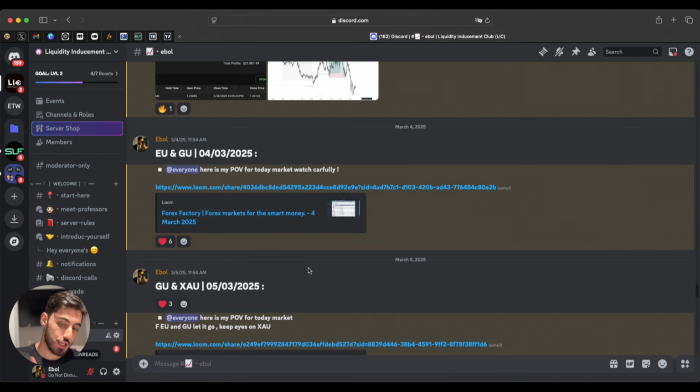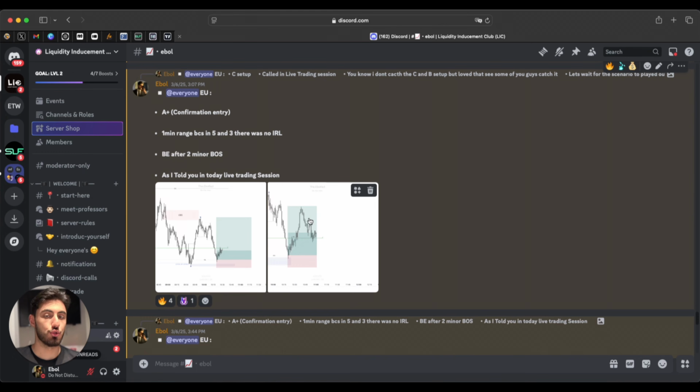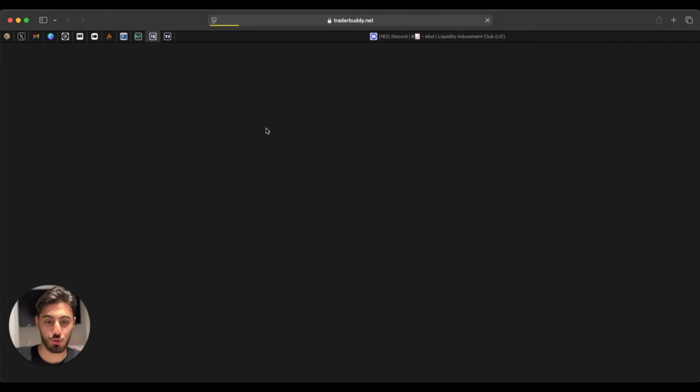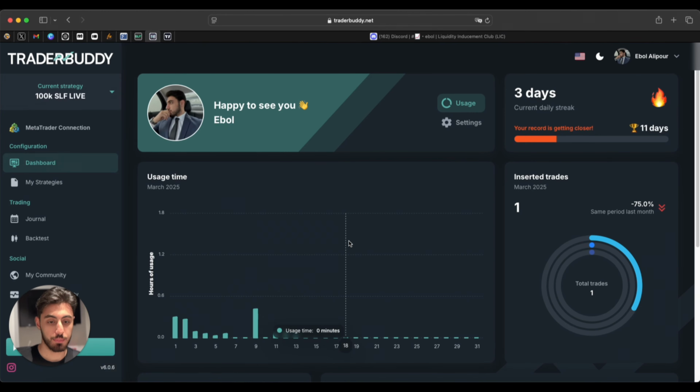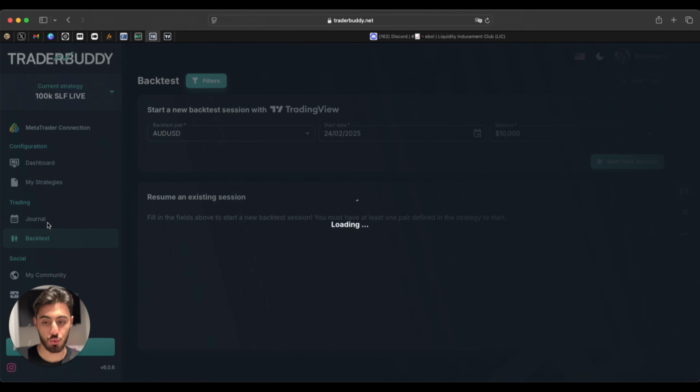So every day I share my trade ideas here to show the reality side of the market. So I have a consistent edge. I teach that edge, and I'm showing as a mentor to students that I'm using the same concept every day. And if I want to show you my trading journal, if you take a look, this is my trading journal here.